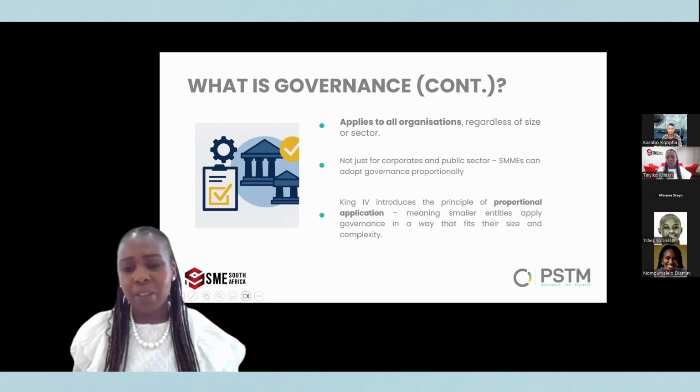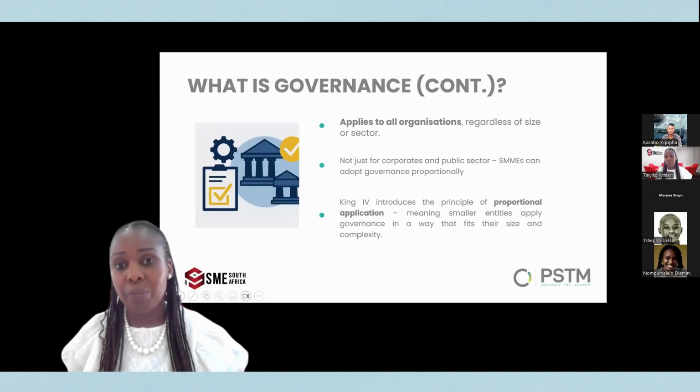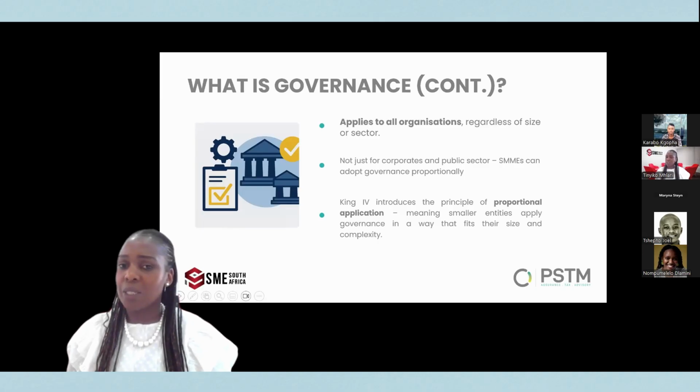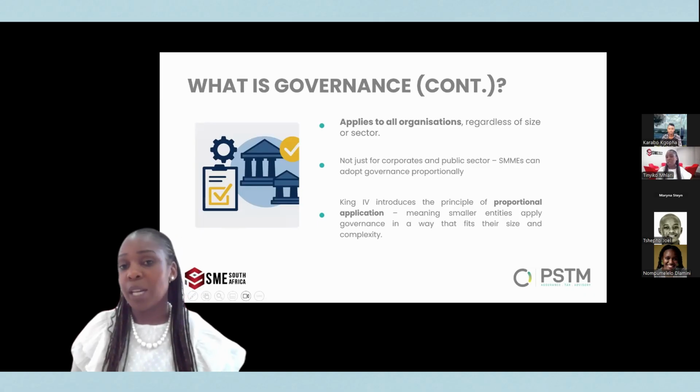Why would King 4 want you to apply this proportionally? The main reason is that every organization is very different. And number one, we all have limited resources. So you can't apply a wide range of governance if you haven't got the means to actually apply it. You look at your resources, your size and the practicality. Is it actually practical? Can I go ahead and apply all of these principles? Or what should I do for my size?